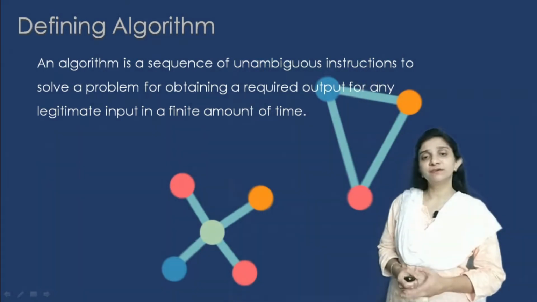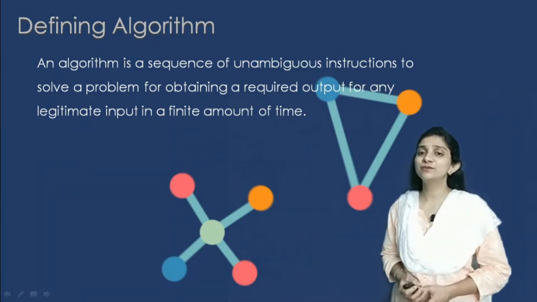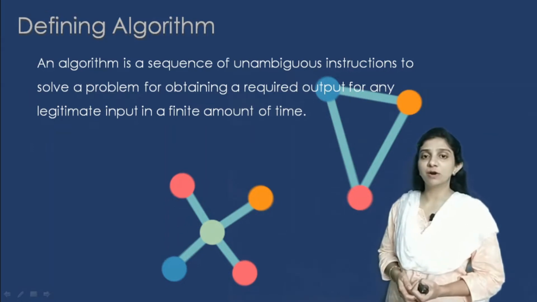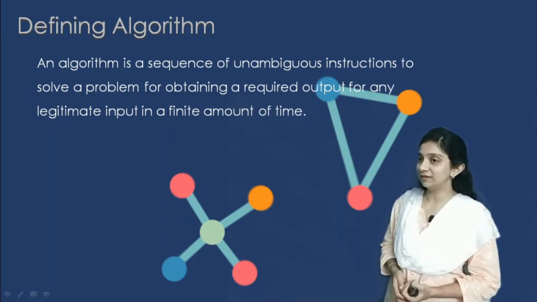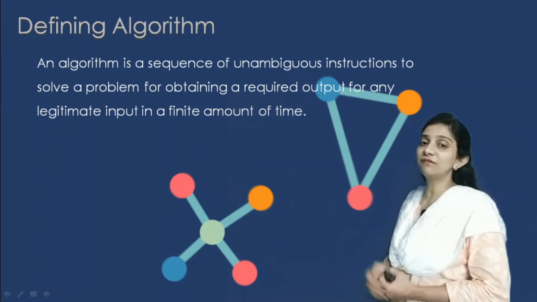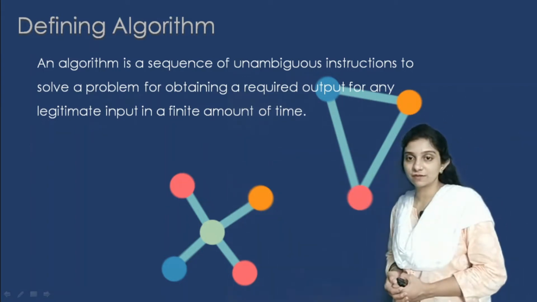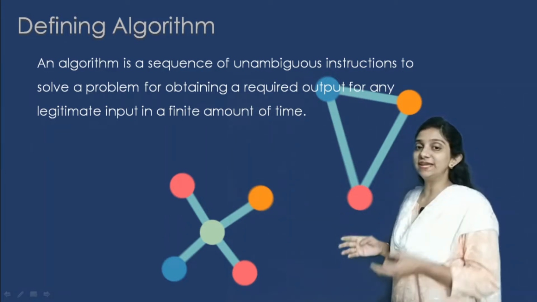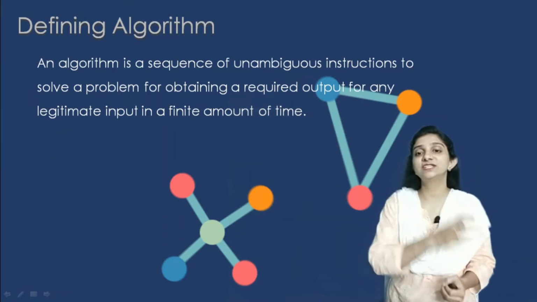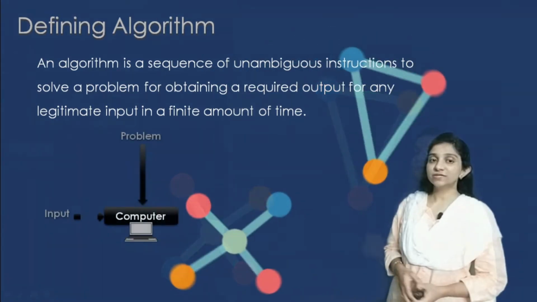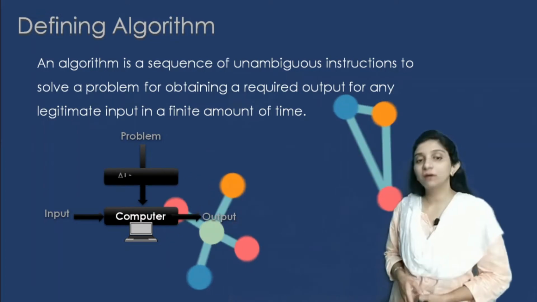There is no universally agreed upon wording to describe this particular notion. There is a general agreement about what the concept means. So here the algorithm concept means it is a sequence of unambiguous instructions for solving a problem, that is, for obtaining the required output for legitimate input in a finite amount of time. A problem which needs to be solved by a computer.